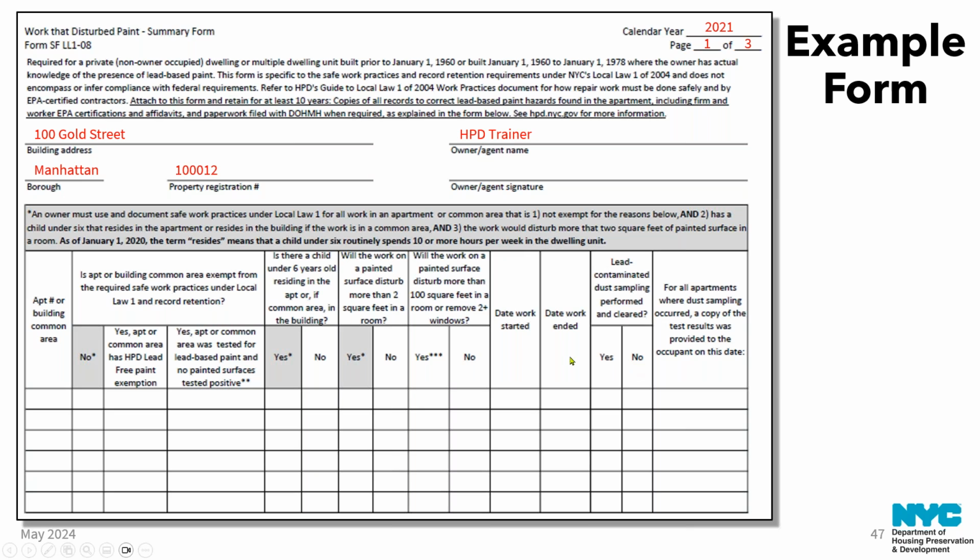Then there are areas to indicate the dates of work and whether clearance was performed and the results of clearance, and when the clearance results were shared with the tenants. Here's just some examples of what it might look like to fill out this form. The colors are not required. That's just for ease of reading during this presentation. But this is just an example. And again, our annual notice webinar uses a different topic to provide a lot of detail on what it looks like to fill these forms out.